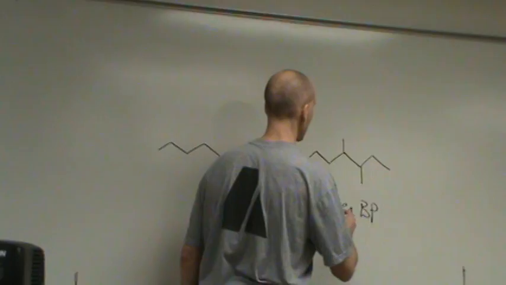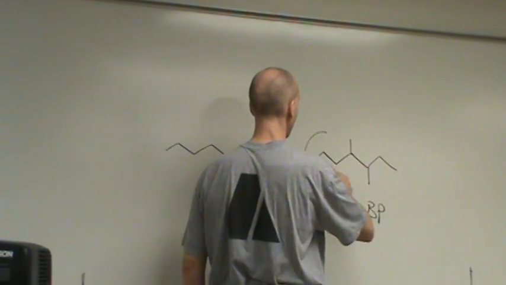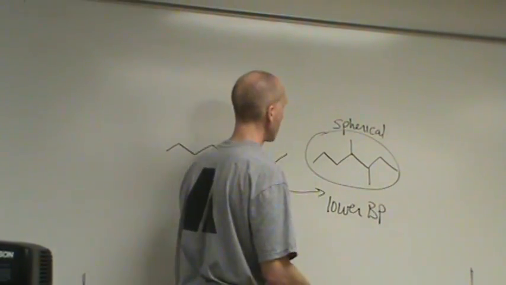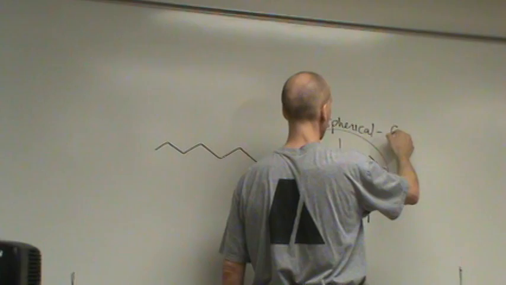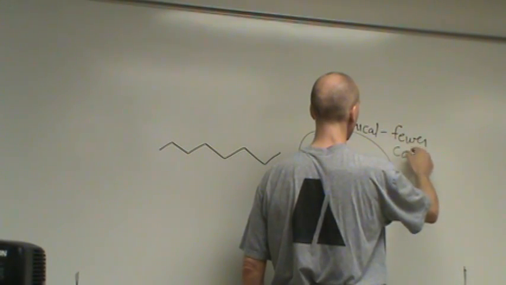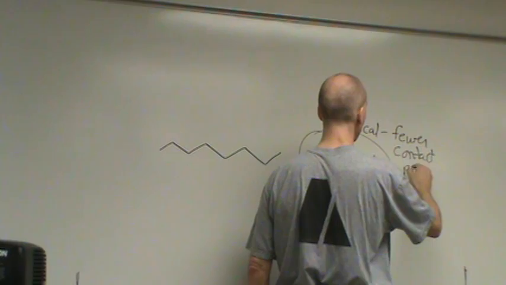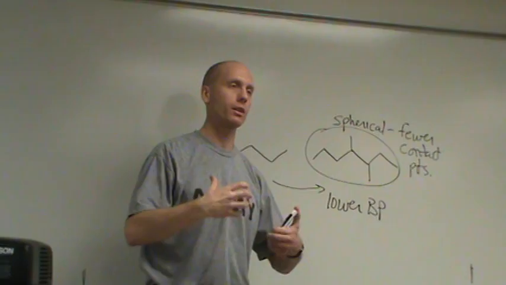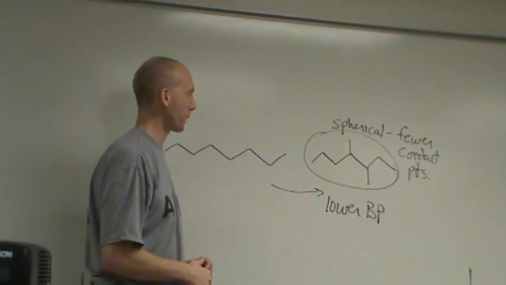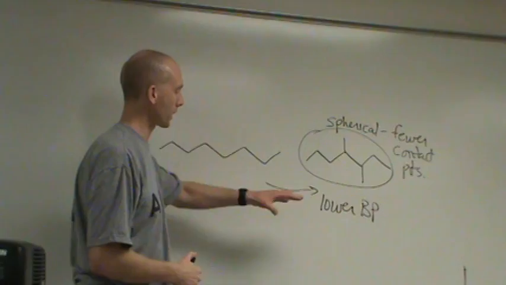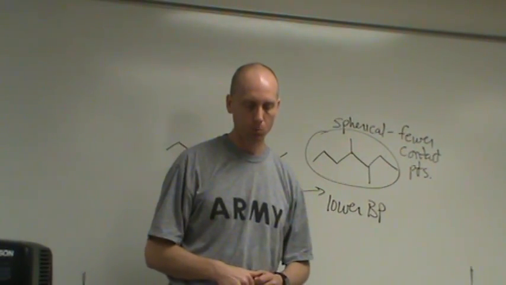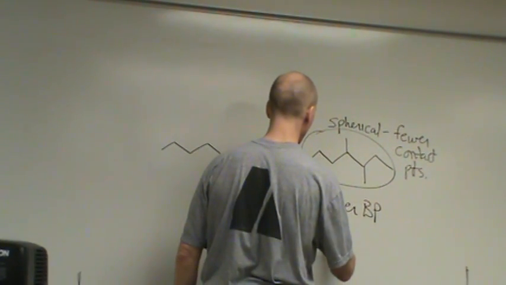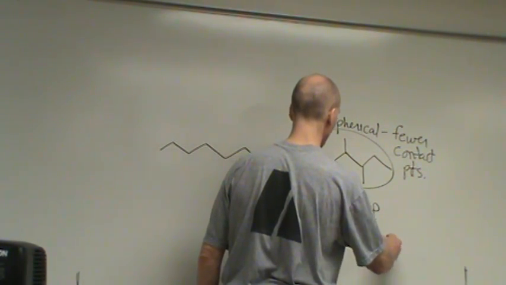What happens is when you have branching, it makes the molecule spherical, and that gives you fewer contact points. Again, the fewer contact points you have, the easier it is to separate them. So more branching gives you lower boiling points. It also gives you lower viscosity.